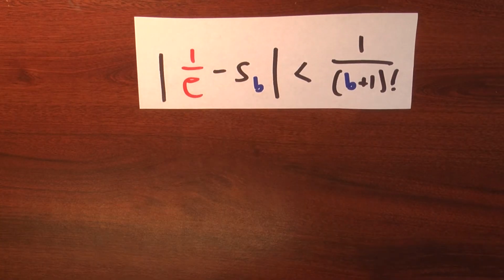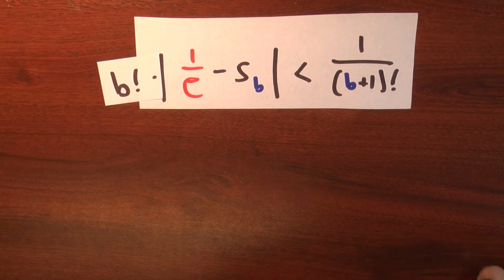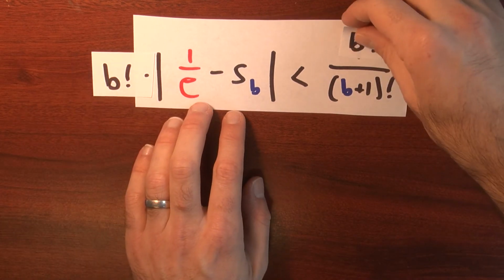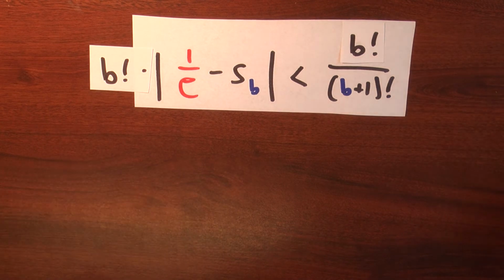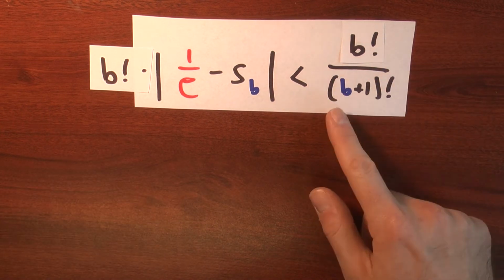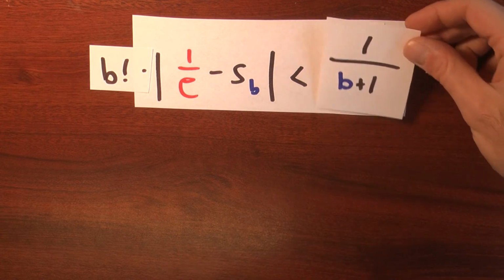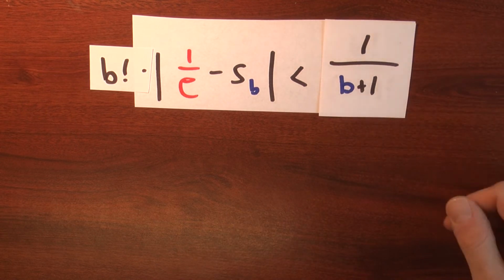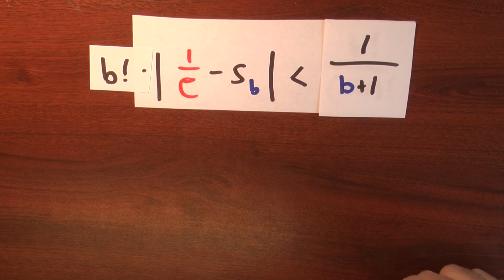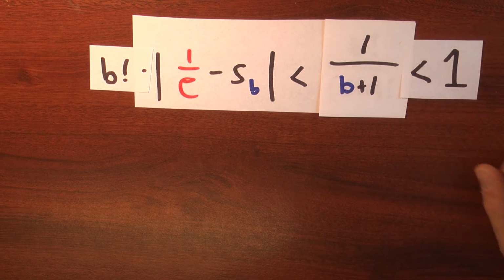Now I'll multiply both sides by b factorial. Right, so I've got this inequality, multiplying both sides of this inequality by the positive number b factorial. Now what do I have? Well, I've got b factorial over b plus 1 factorial. This side can be simplified a bit. This is 1 over b plus 1. And one thing I know about 1 over b plus 1 is that it's less than 1.